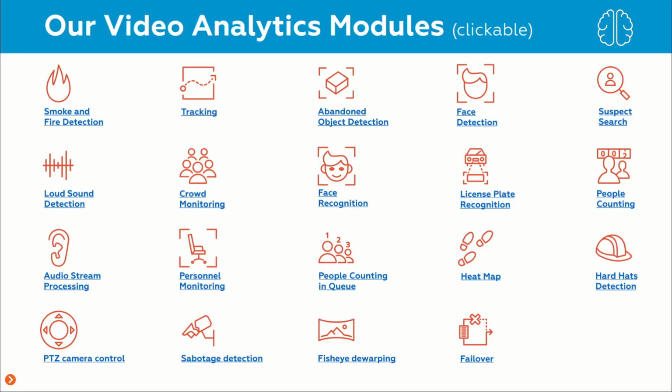Smoke and fire detection allows you to react immediately when smoke or fire takes place. It's very useful for the outside areas because it is very difficult to install fire sensors or smoke sensors there. Video analytics helps you to do that very efficiently.